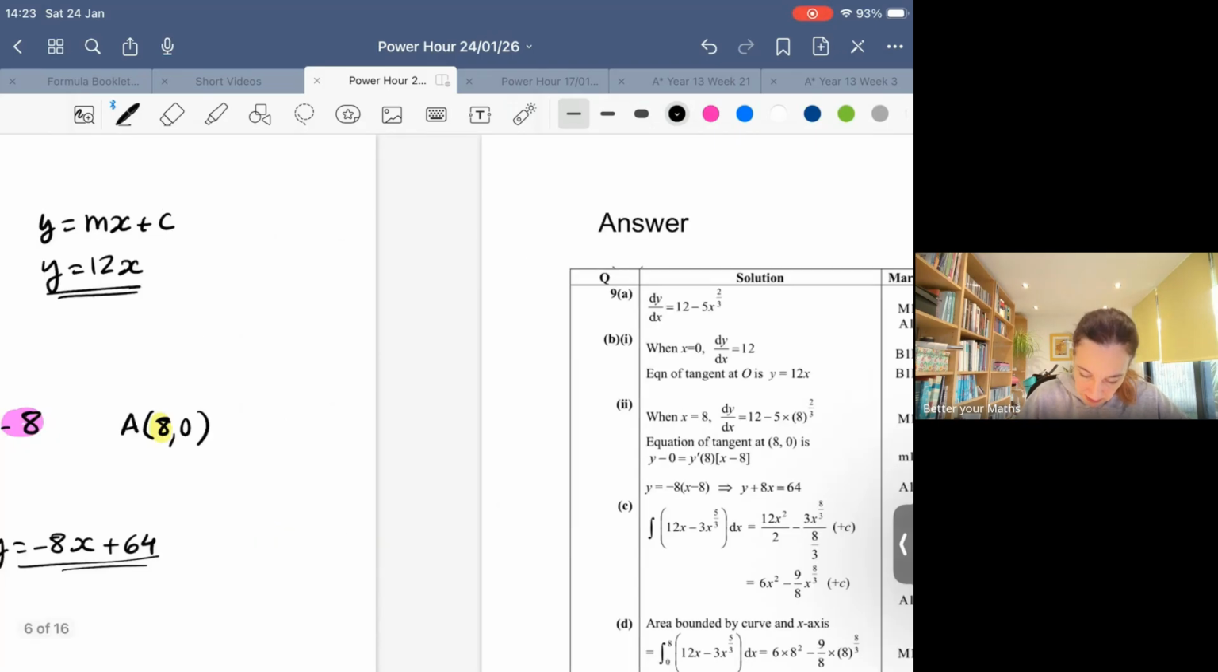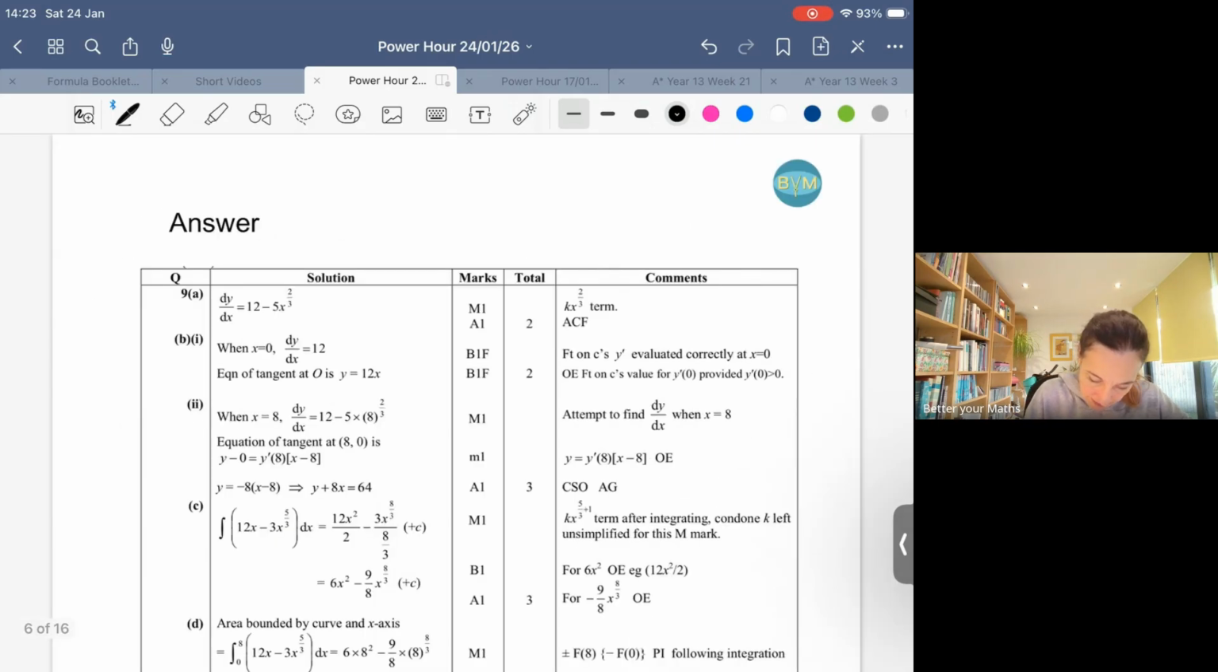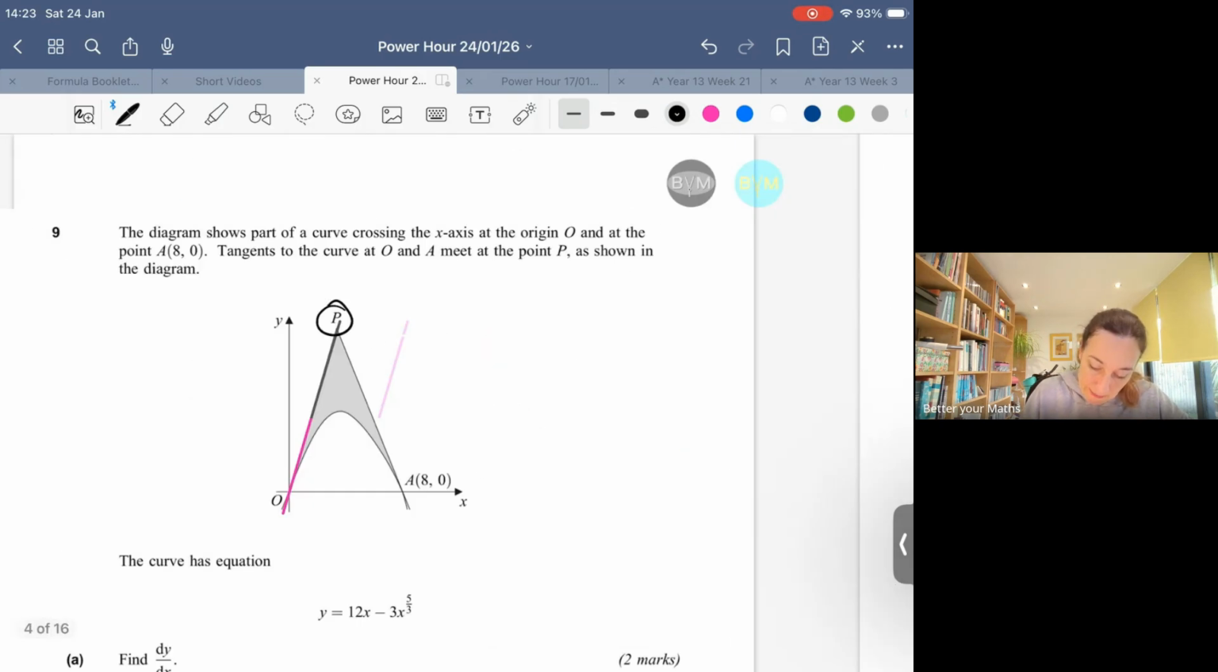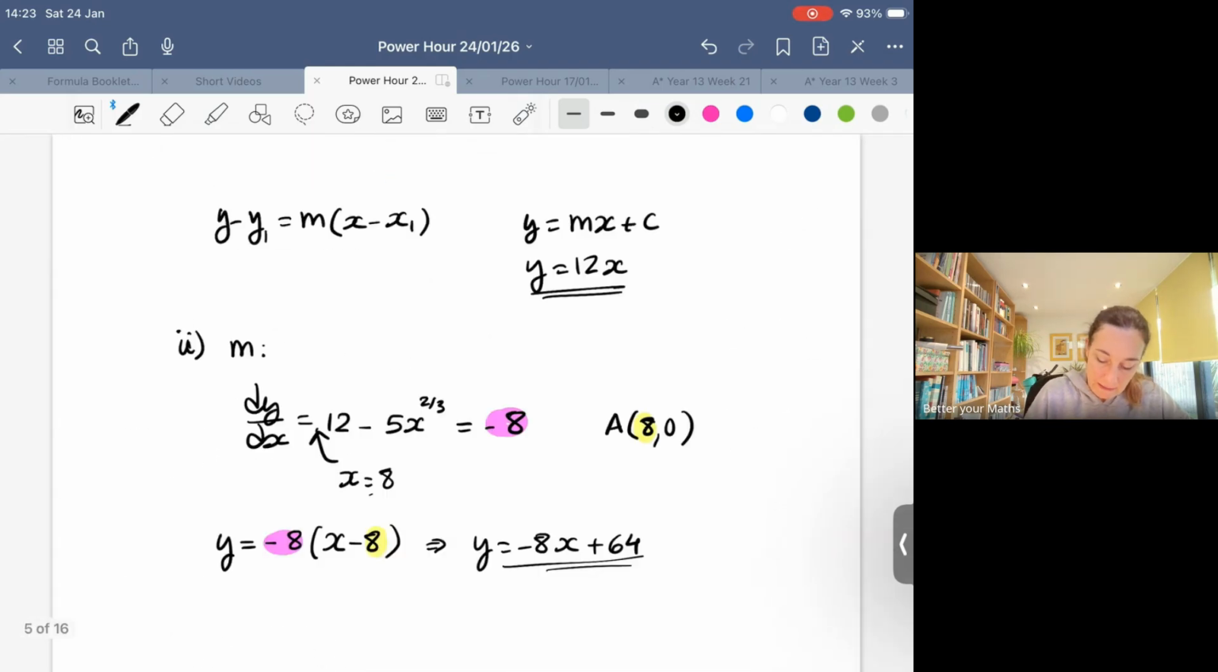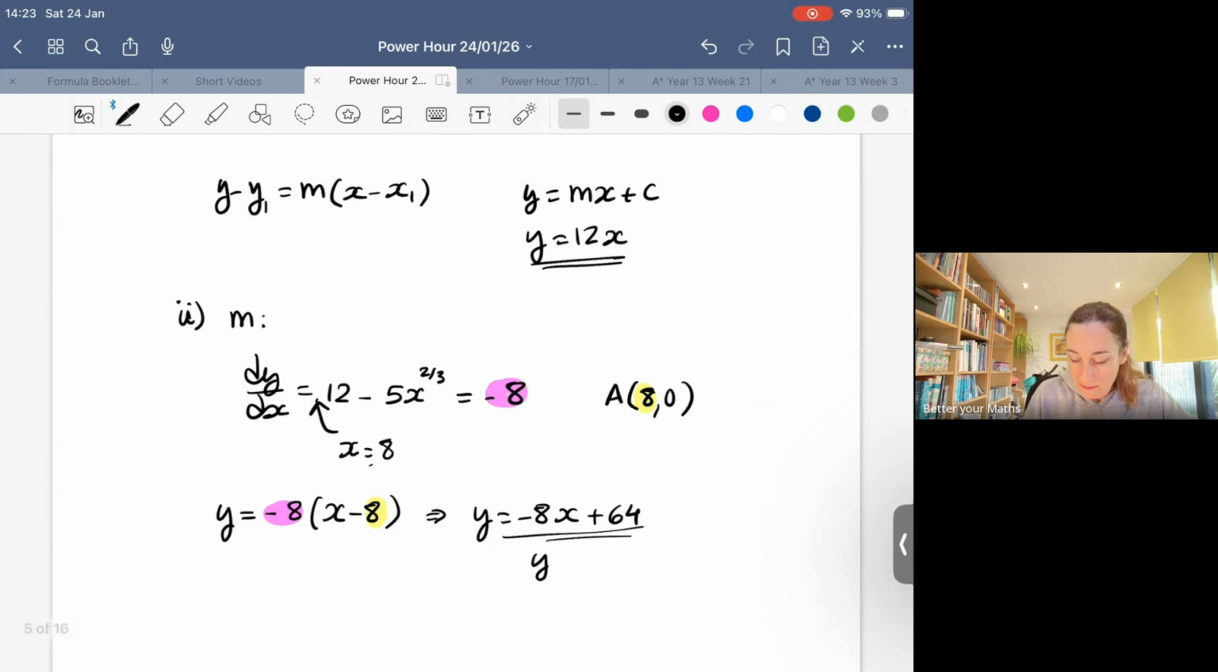Let me check, did you get that value? y plus 8x equals 64. But they asked me to write it in a different way, no? So I just reorganize and I have y plus 8x equals 64. It's the same equation.